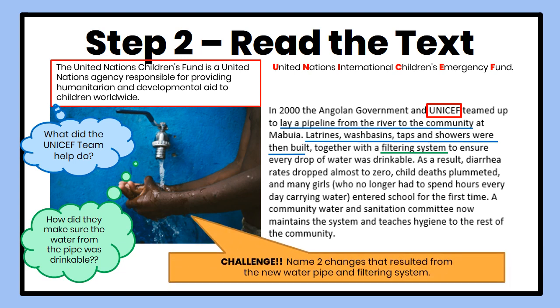Now here's a challenge. Name 2 changes that resulted from the new water pipe and filtering system. I'm going to read that again. Name 2 changes that resulted from the new water pipe and filtering system. The first change that I underlined was that child deaths plummeted. The second change that I underlined was that many girls entered school for the first time. There are even more answers that you might have found, but those are the 2 that I found.